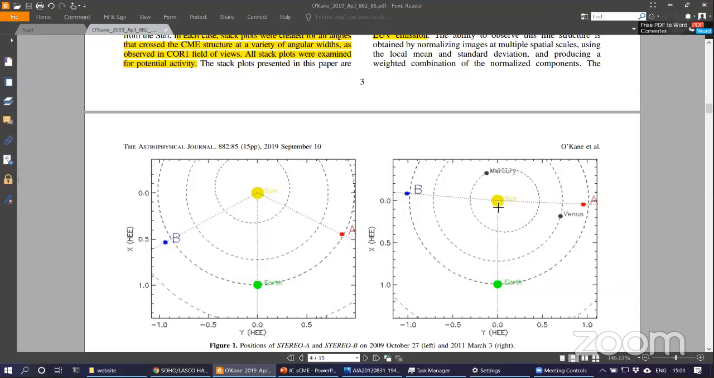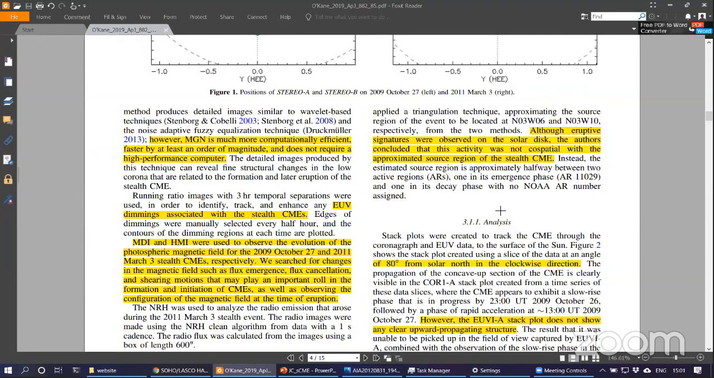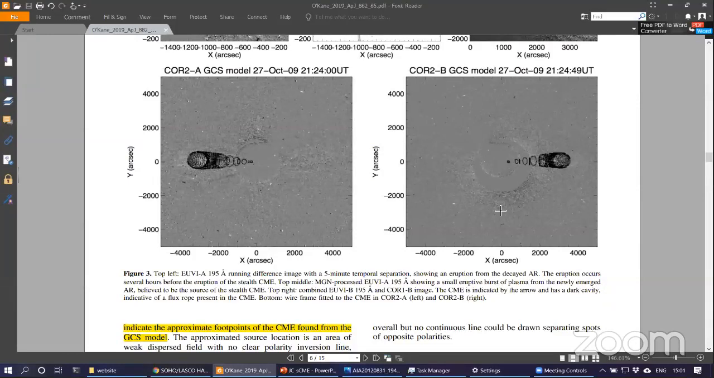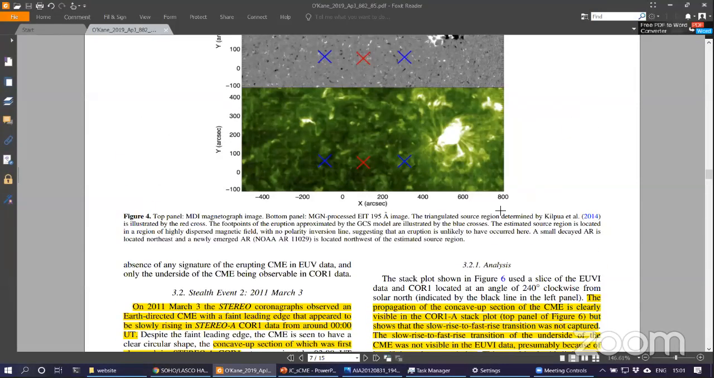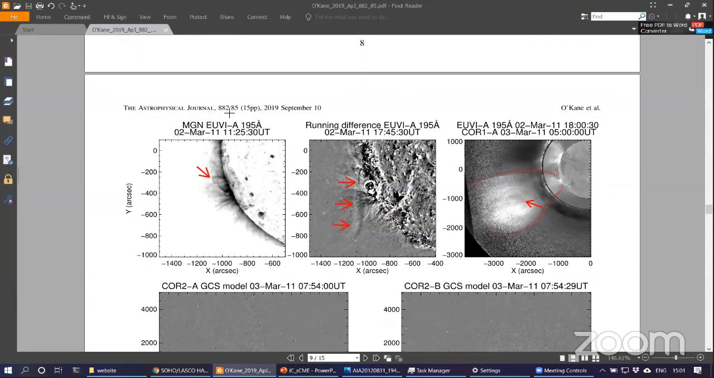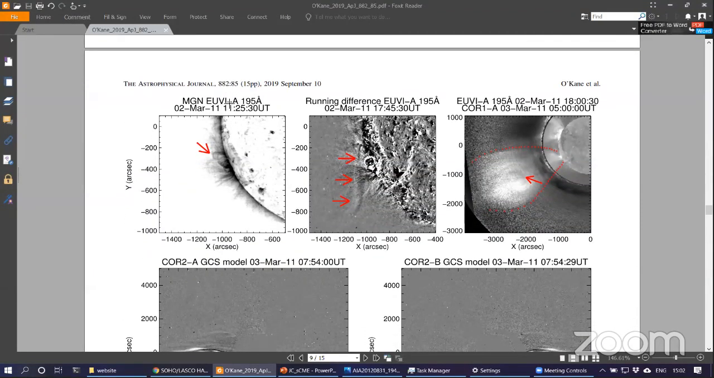Since these are limb events for A and B, there are three viewpoints. For B and A, the signatures will be on the limb side, but from the Earth perspective, it will be on the disk. That's what the authors try to take advantage of, the three vantage points, and they have shown here the UV images from STEREO A. So EUVI-A is onboard STEREO A.